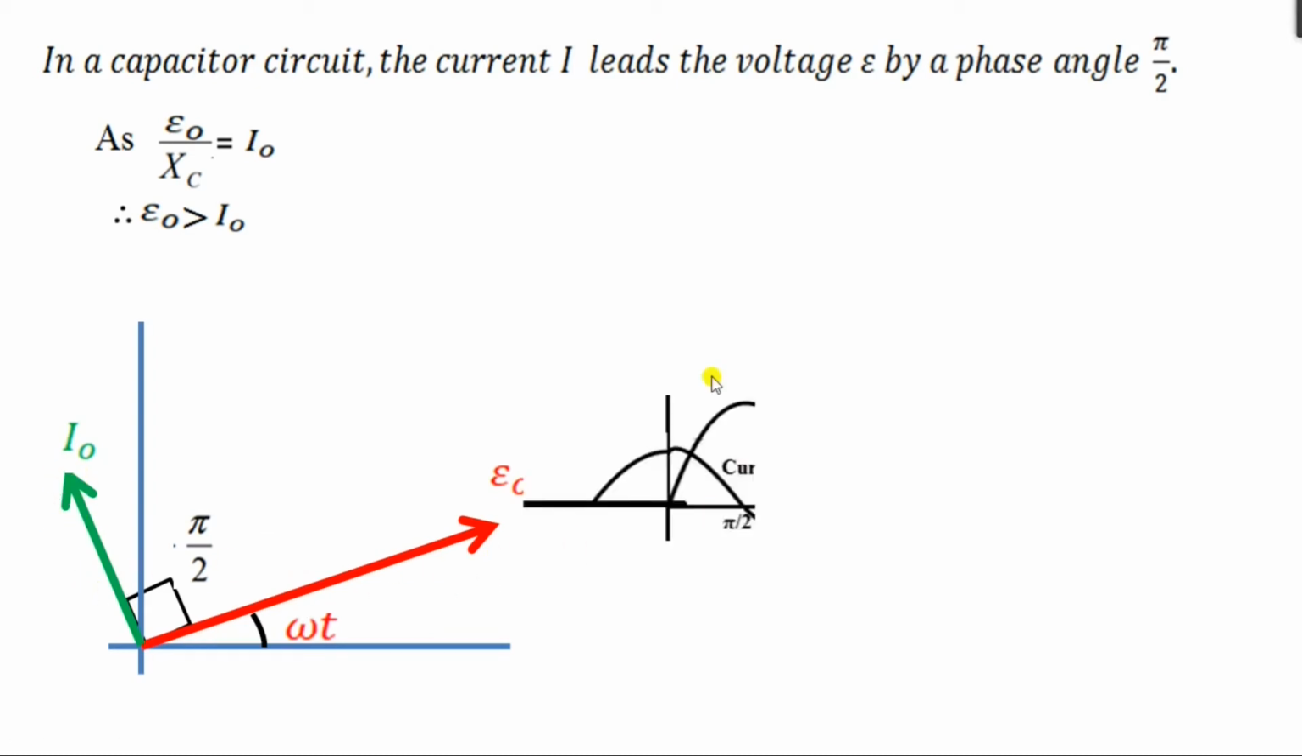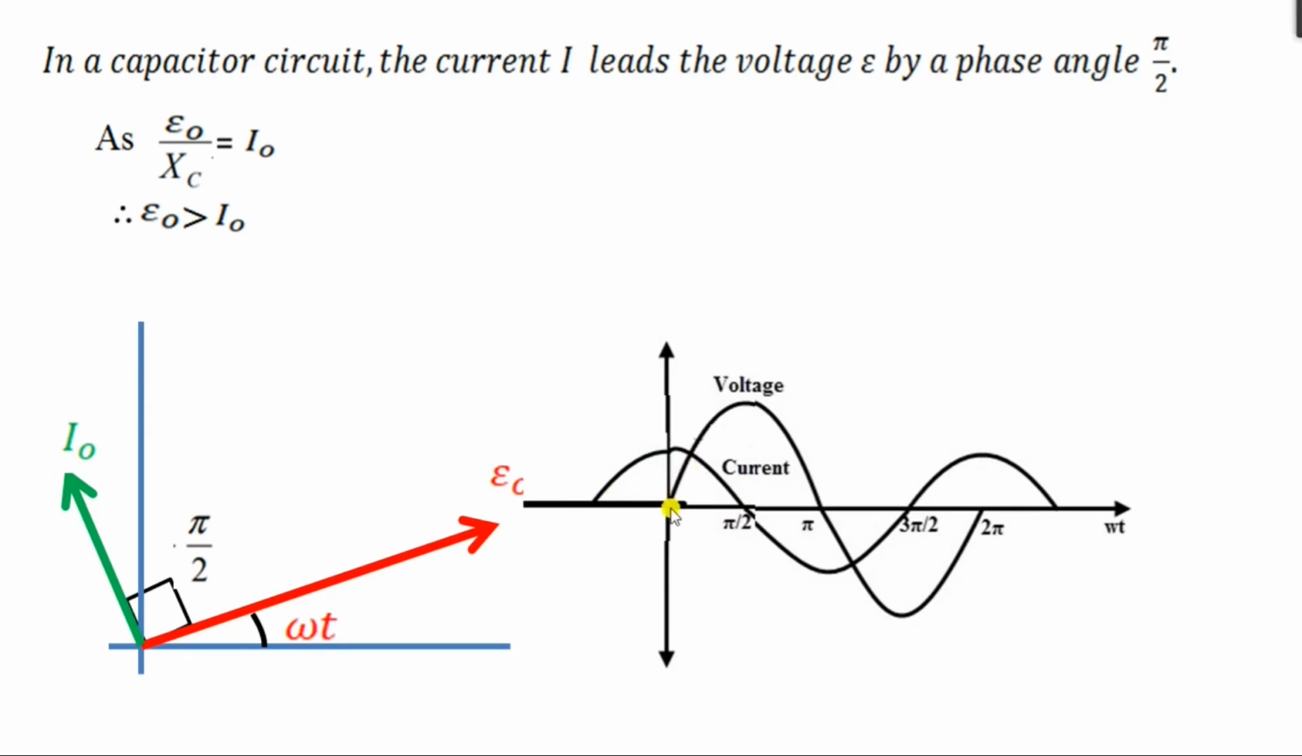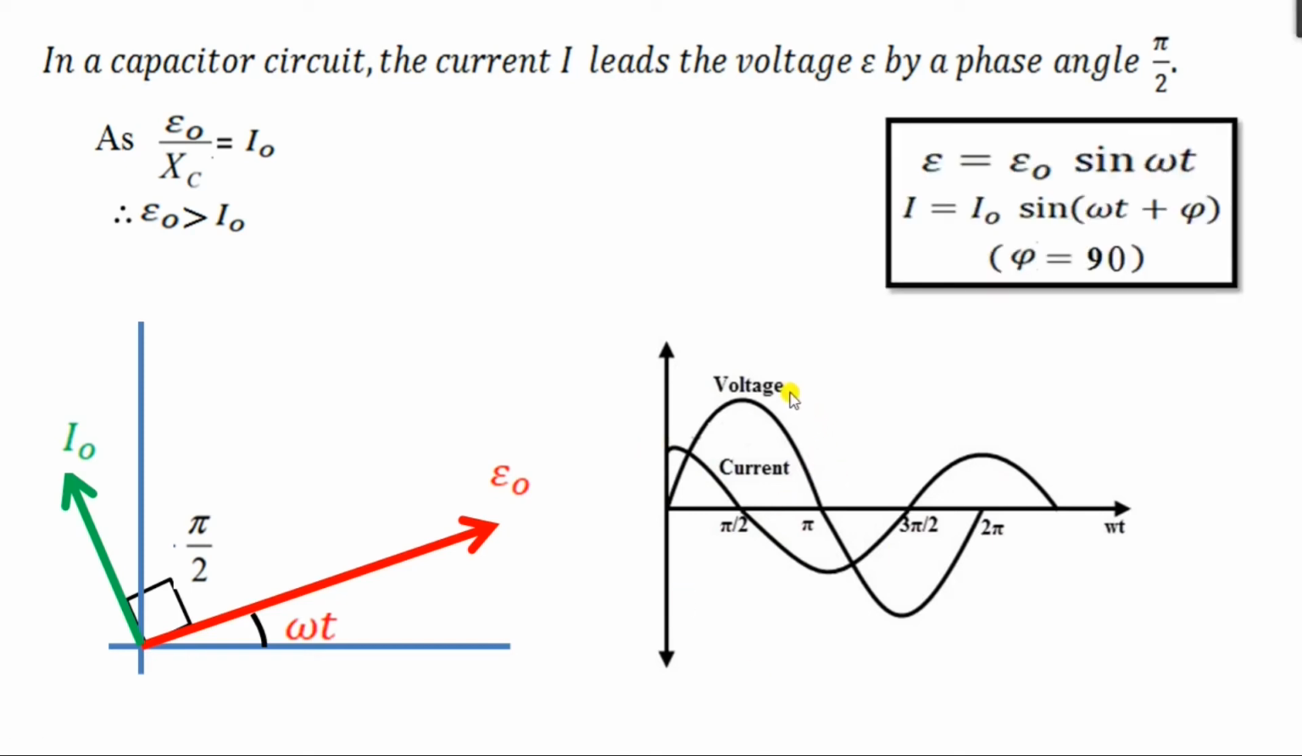So now we'll draw the graph. We already know in a capacitor circuit current is ahead of the voltage. That means current will start 90 degrees ahead of the voltage. So out here you can see I'm starting the current, and after 90 degrees I'm starting the voltage. So let's see the full graph now. Out here you can see current is at highest, but the voltage is starting. When the current is maximum, voltage is 0, then we will start drawing the graph. So this is the graph for the capacitor circuit.